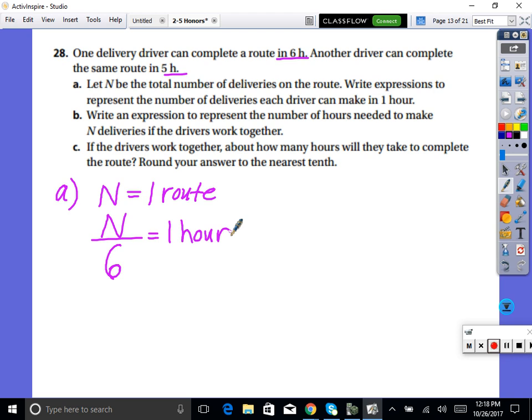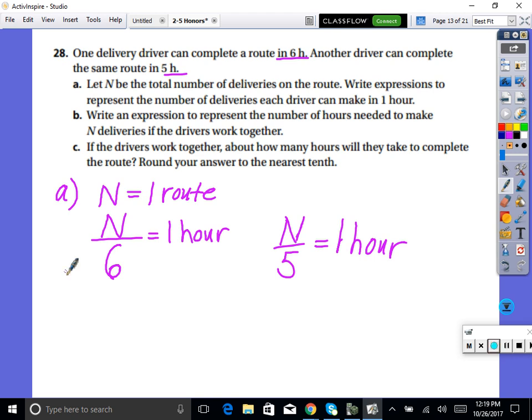So for example, let's say there's 20 N, 20 deliveries. They get it done in 6. Do you see how we can then pick it apart and say how many per hour you're getting done? If it takes you 6 hours to do 20, then how many per hour? Do you get what I'm saying now? So N over 6 would be how many deliveries you'll get done per hour. And then driver 2, N divided by 5, will be how many deliveries this truck driver can get done in 1 hour, based on the fact that it takes 5 hours to do the entire number of deliveries. Questions on part A?